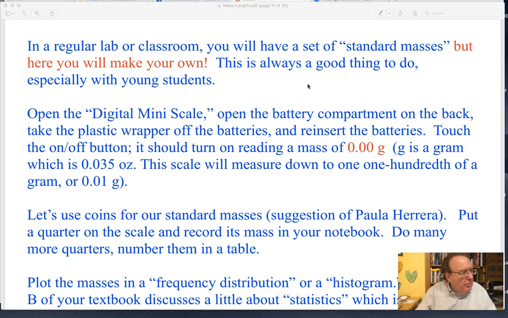So here, if you open up your folder for weeks 1 and 2, which also includes week 3, open up the digital mini scale, you'll find this. Okay? And there's a battery component in the back. You have to take the plastic wrapping off the batteries, okay, and reinsert the batteries. Then when you touch the on-off button here, it'll boot up, so to speak, and it'll read.